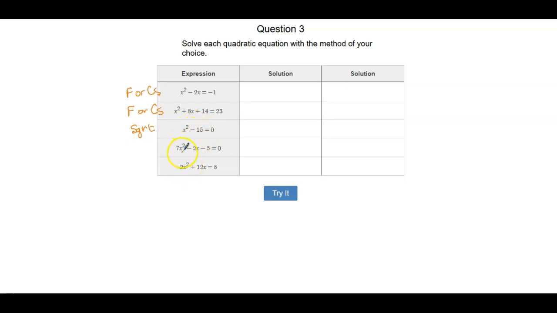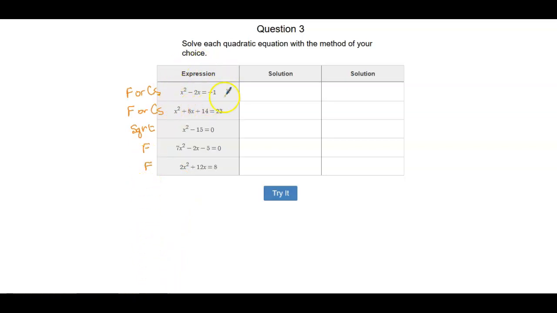This one, I have the quadratic term and a linear term, but the coefficient here is greater than 1, so I'm going to try factoring this one because I don't know how to do completing the square when the coefficient here is greater than 1. And again, same thing with this one. I have a coefficient that's greater than 1 on my quadratic, and I have a quadratic and a linear term, so I will probably do factoring for this one as well.